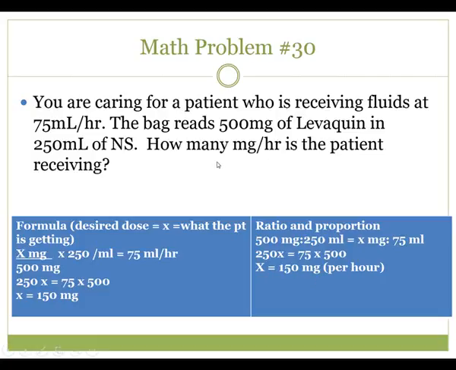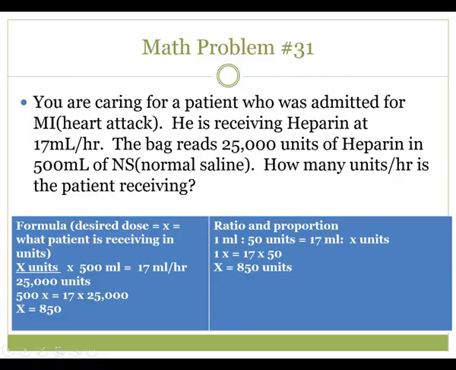Anyway, so you just have to solve for this 75 milliliters. How much is he getting medicine-wise in this 75 milliliters? And then if you know how much medicine he's getting in 75 milliliters, then you know how much medicine he's getting per hour. If you know how many milligrams is in 75 milliliters, you know how many milligrams he's getting per hour because he's getting 75 milliliters per hour. Anyway, there's other ways to solve that, but that's one way to do it.